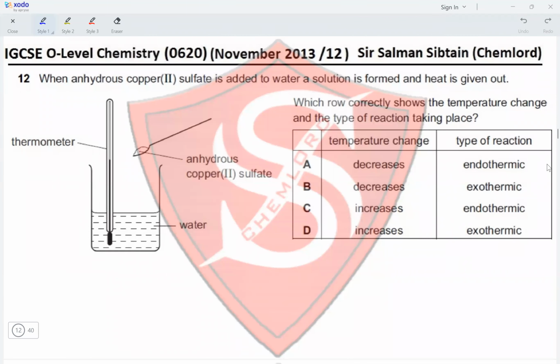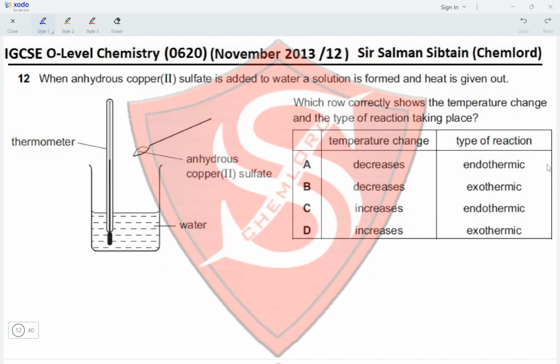Question 12. When anhydrous copper sulfate is added to water, a solution is formed and heat is given out. So this is an exothermic reaction. Okay, which row correctly shows the temperature change and the type of reaction taking place?